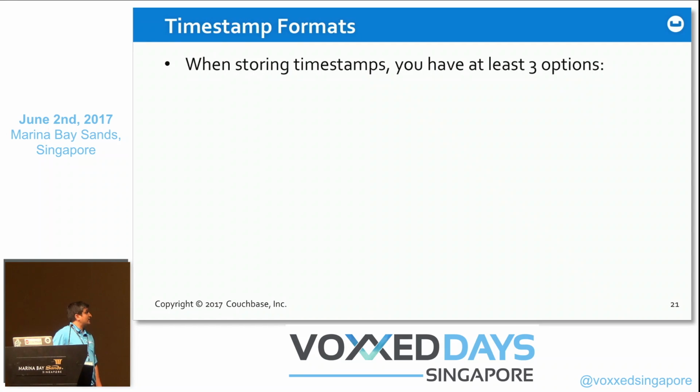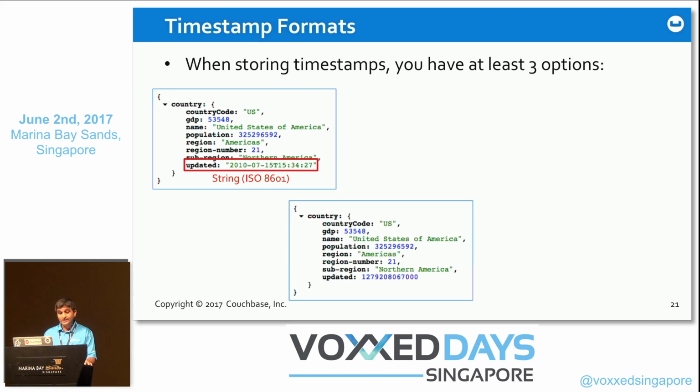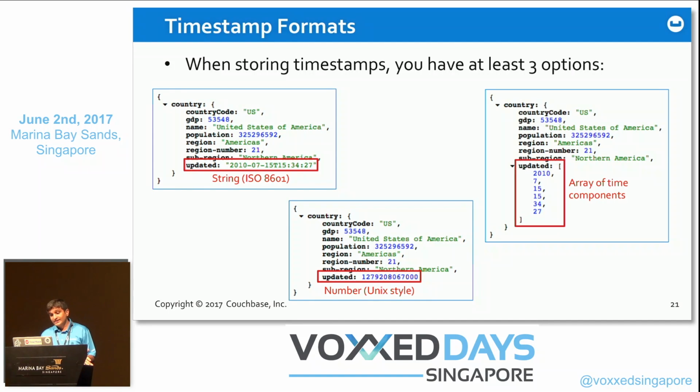Timestamp formats. When working with timestamp formats, especially with JSON, you have at least 3 options. One way is to store it in simple ISO 8601 format. Or you can store it as epoch format, that is the Unix style. Or you can store it as an array of time components.